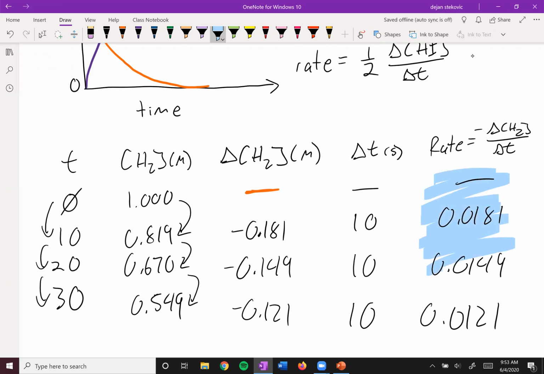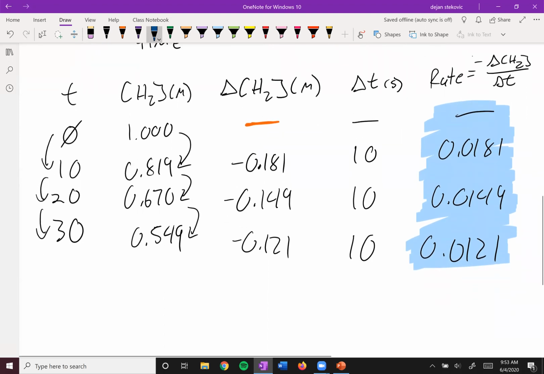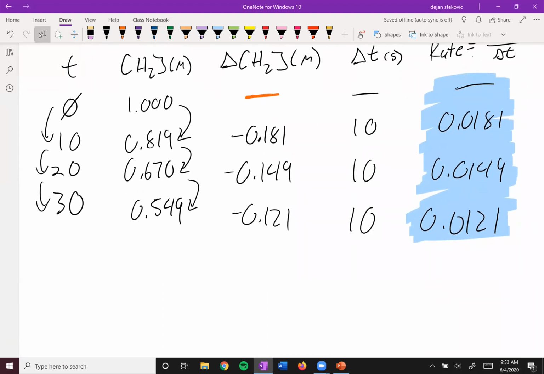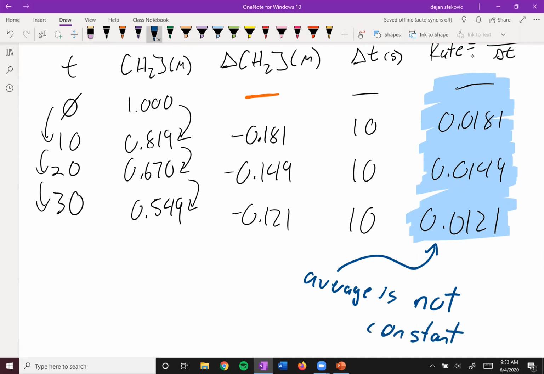This is not that important of a chart to follow, but really what we want to see here is the rate of the reaction, and we can see it is not constant. At the beginning of your reaction, your rate is fast, and then as the reaction proceeds, your reaction slows down. So the average is not constant. And so in chemistry, this is why we don't talk about the average rate of a reaction, because it's not constant.